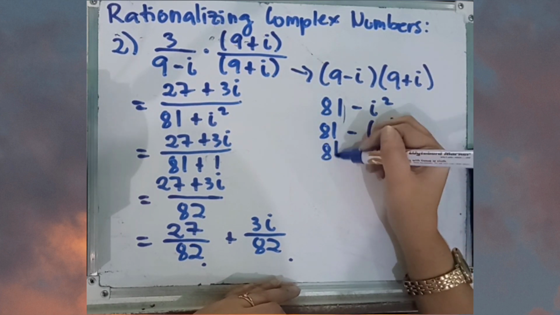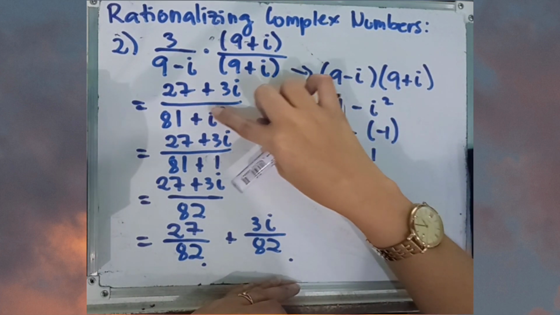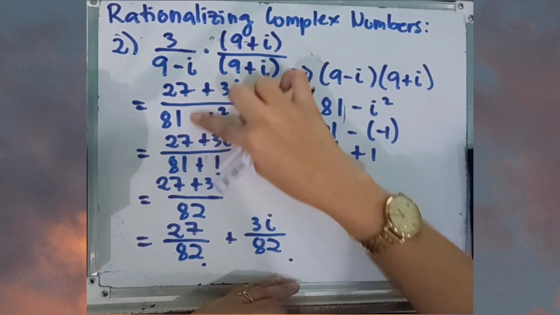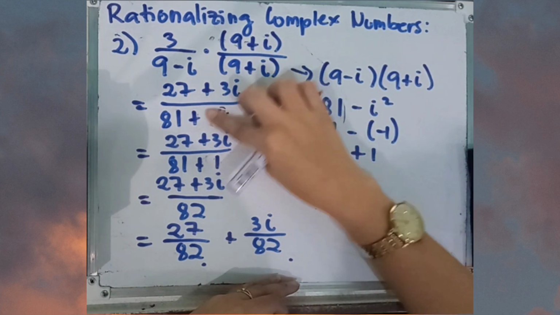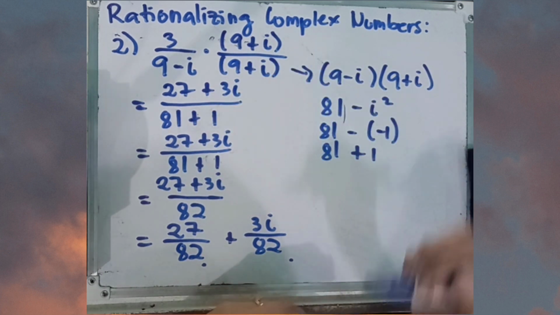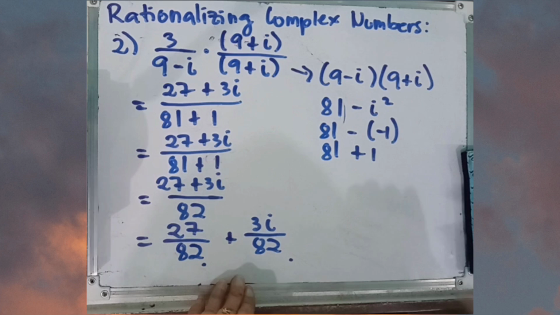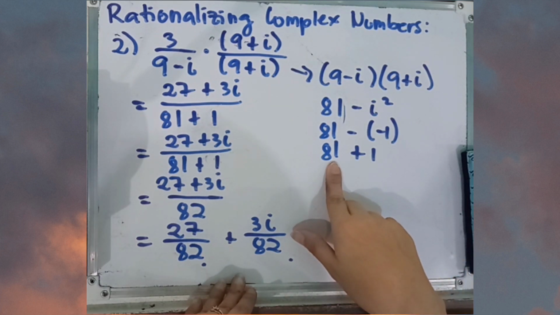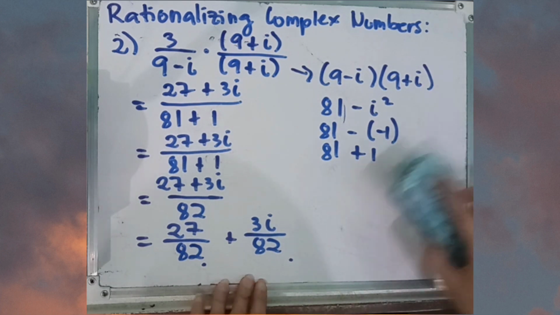So that will be 81 plus 1. So that should be 81 plus 1. So still following the rule, that's the square of the first term, square of the second term, then the sign is positive.